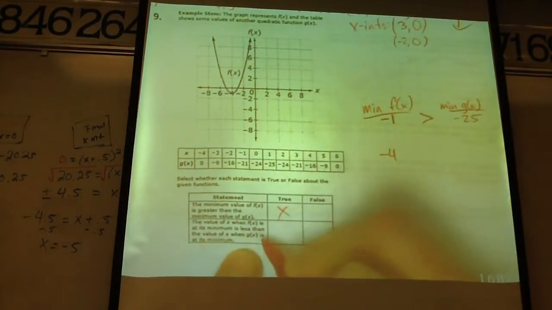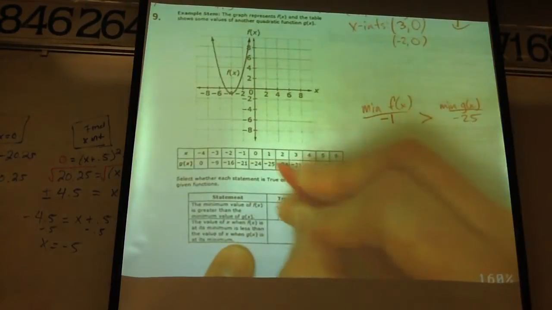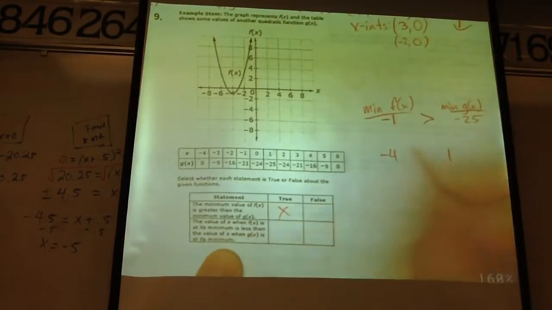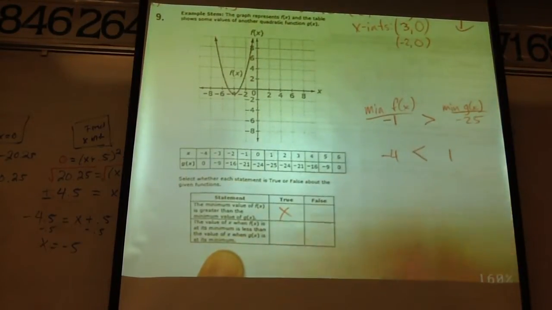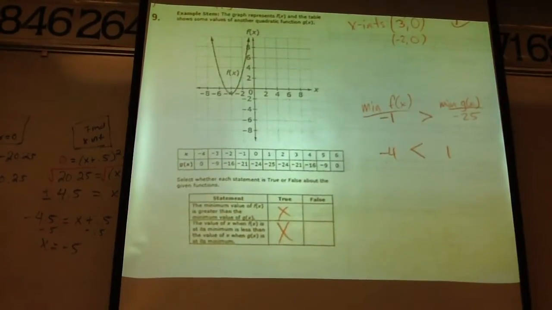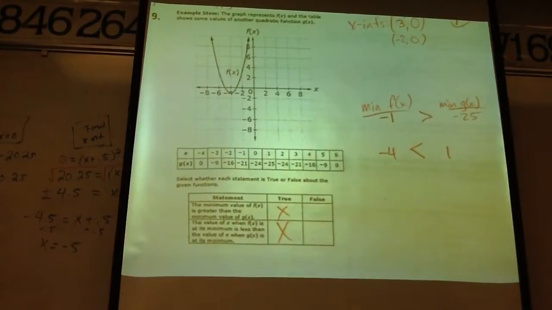-4 is less than 1. Is -4 less than 1? Yes, it is. I just thought if that one was true, the other one had to be false. Don't do that. Do the math.